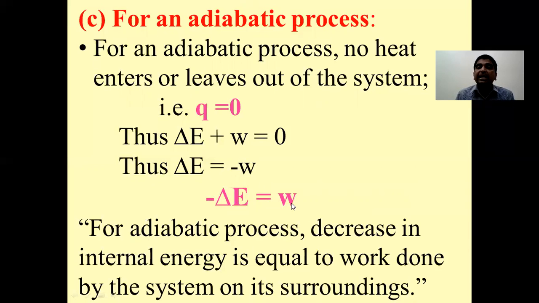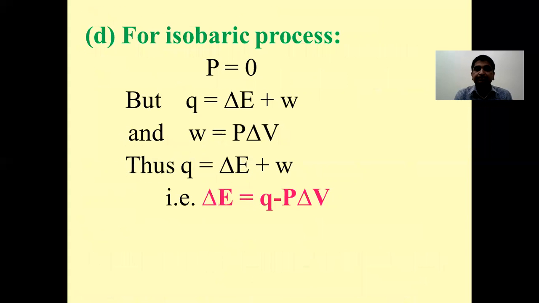So for an adiabatic process, decrease in internal energy is equal to work done by the system on its surrounding. So this is a special form of the first law of thermodynamics for adiabatic process, where it states that decrease in internal energy for adiabatic process is equal to work done by the system on the surrounding. That is for adiabatic process.